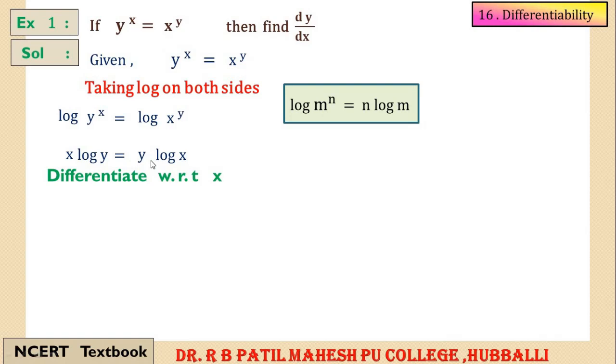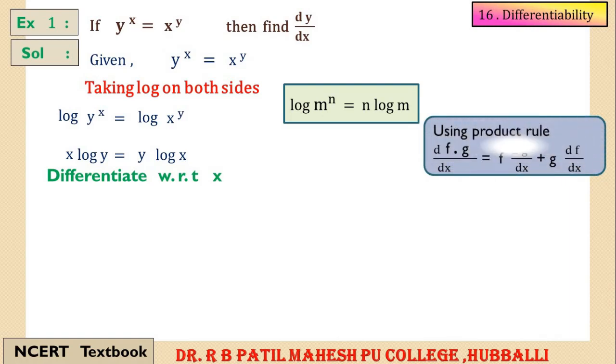Now left side and right side, these two are products of two functions. Therefore use the product rule and differentiate the function. So you know the product rule: keep one function as it is and differentiate the other. Differentiate log y, it is 1 by y dy by dx, plus log y into derivative of x, which is 1. This is the product rule. Is equal to, in the same way, keep y as it is, differentiate log x, it is 1 by x, plus log x as it is, derivative of y is dy by dx.